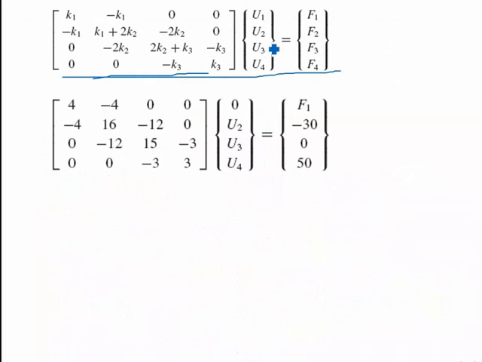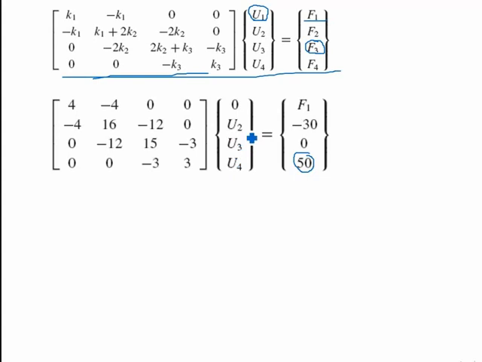Now after putting boundary conditions, you have U1 is equal to 0. F1 I have kept as it is, you can understand it is the support reaction. Now F2 is equal to minus 30, it is given in the problem. F3 is 0, at that location there is no force. And F4 is 50. Here F2 is in negative direction, so F2 is minus 30. Now U2, U3, U4 we have to calculate.